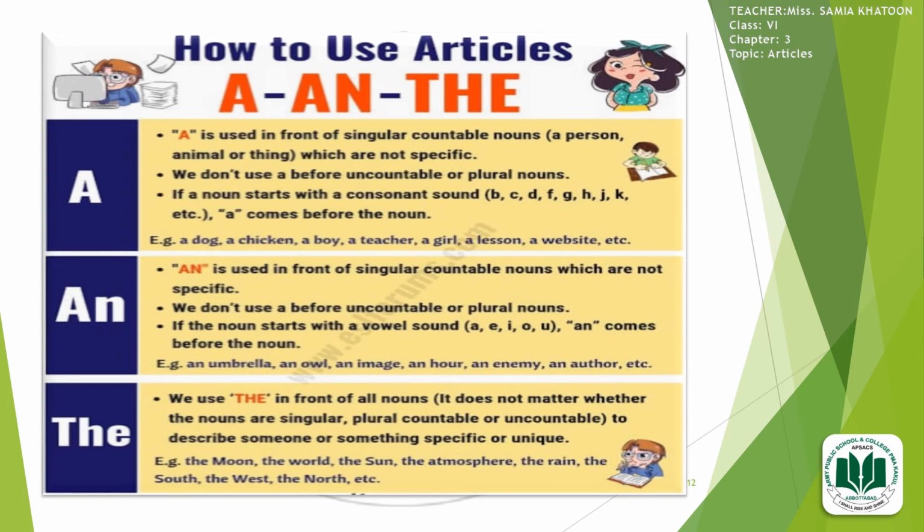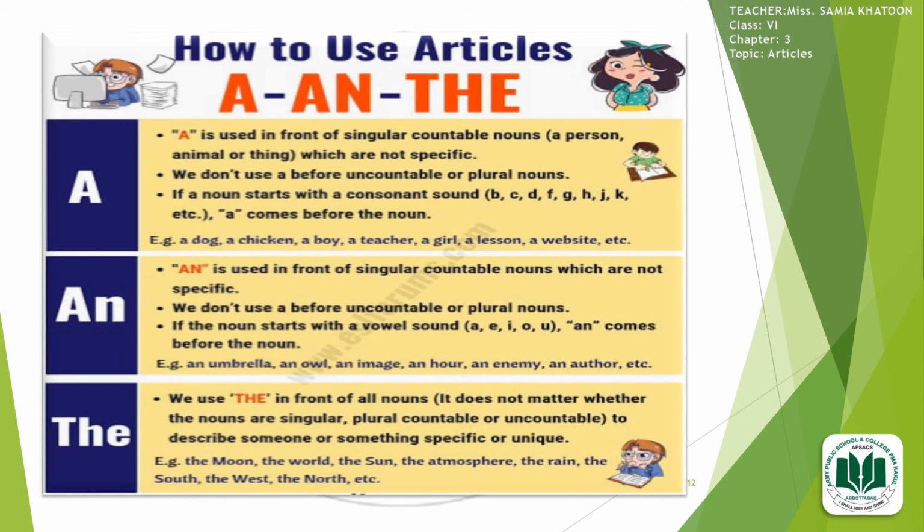Now, an. An is used in front of a singular countable noun which is not specific. We don't use an before an uncountable or plural noun. And an comes before the noun if it starts with a vowel sound, that is A, E, I, O, U. For example, an umbrella, an owl, an image, an hour, an enemy, and an author, etc.